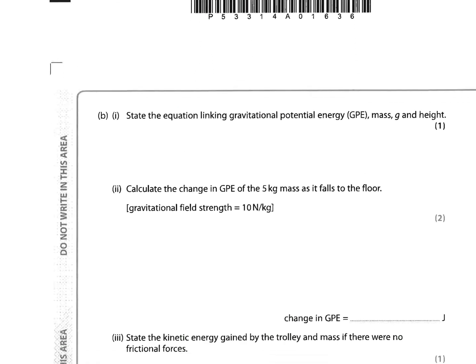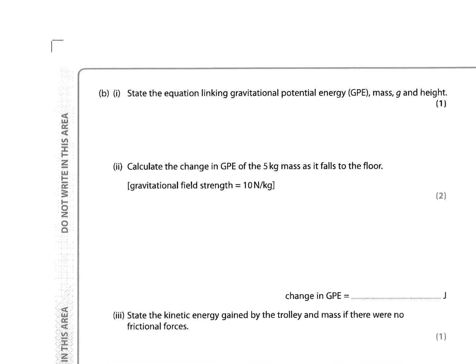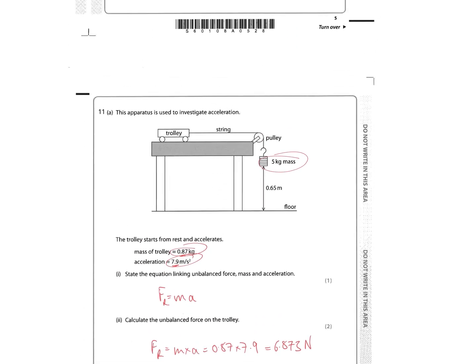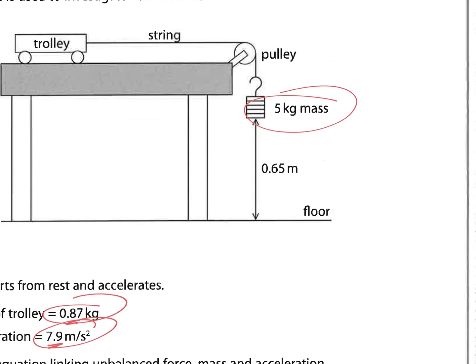Good. State the equation linking the gravitational potential energy, again, one that you just hopefully remember, GPE equals mgh. Or should I say the change in GPE is mg delta h, the change in it. So calculate the change in GPE when the 5 kilogram mass falls. Well, when we look at it falling, we know that it's falling 0.65 meters to the ground.